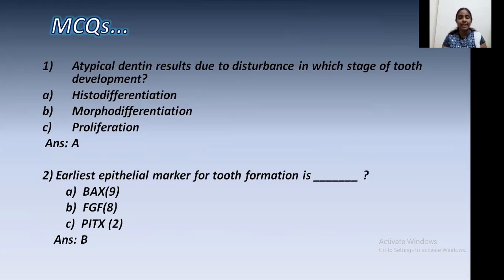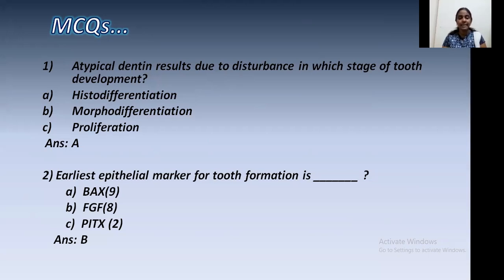MCQs. Atypical dentin results due to disturbance in which of the following stages of tooth development? Like I'd already said, atypical dentin or osteodentin occurs due to vitamin A deficiency. It occurs in which stage of tooth development is the question. Options: histodifferentiation, morphodifferentiation, proliferation. Answer is option A, histodifferentiation.